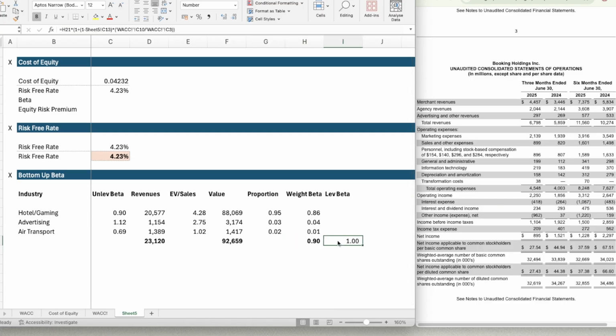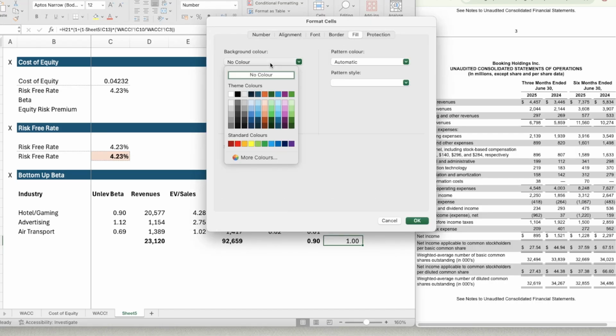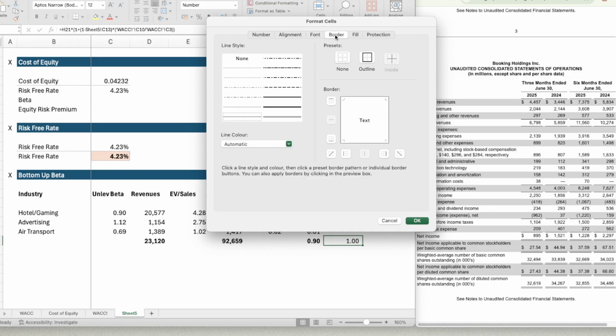So this goes bold now. All that hard work just for the beta to be 1. It can be a bit frustrating sometimes. Well, not frustrating, but it's a bit like, oh, what's the point?